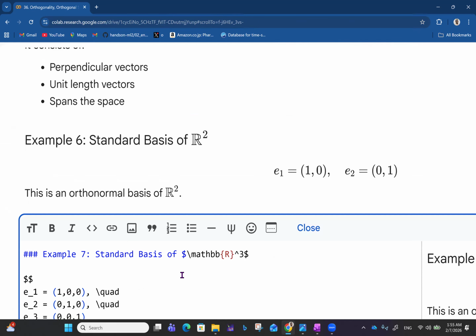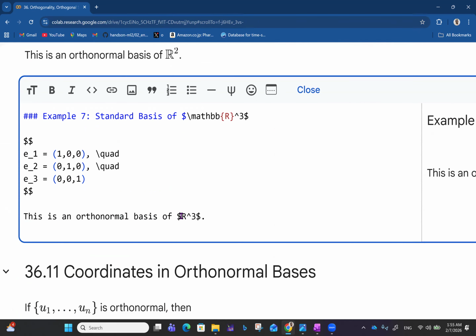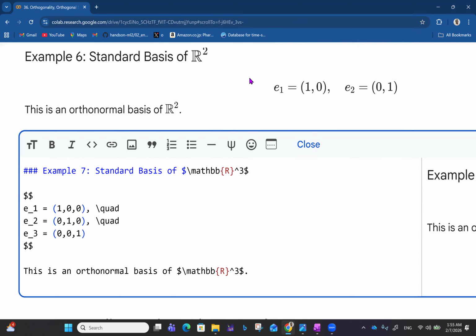So it means this is an orthonormal basis of R3. Okay, I have the R3 thing happening here too, so I want to change that to have it appear the proper way.